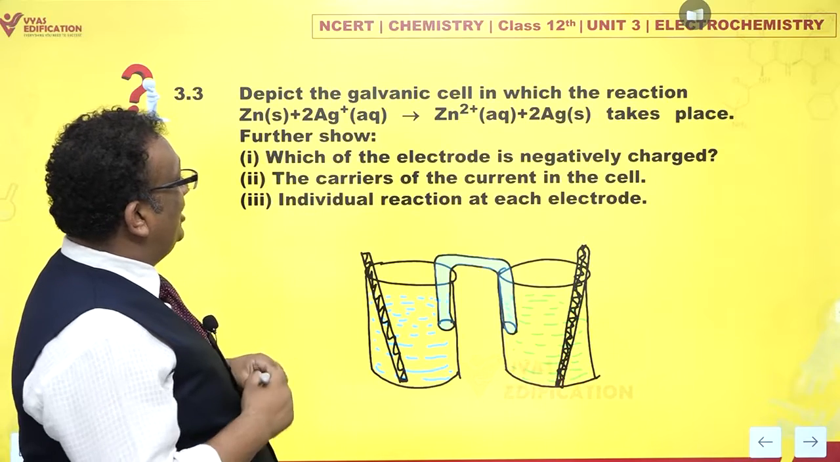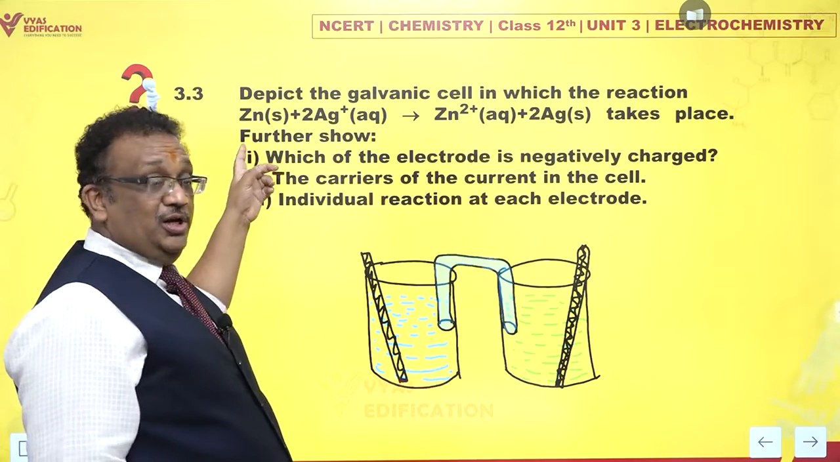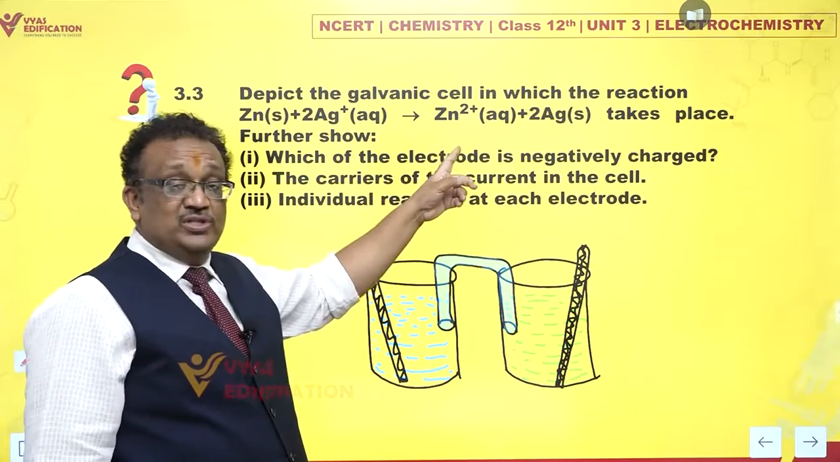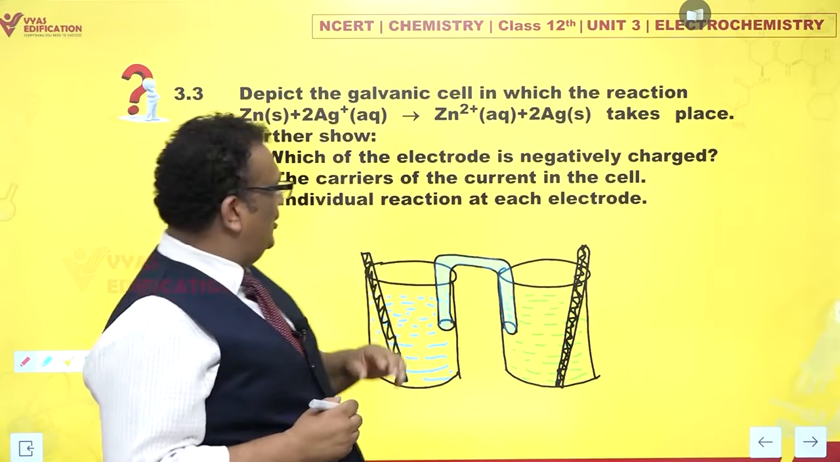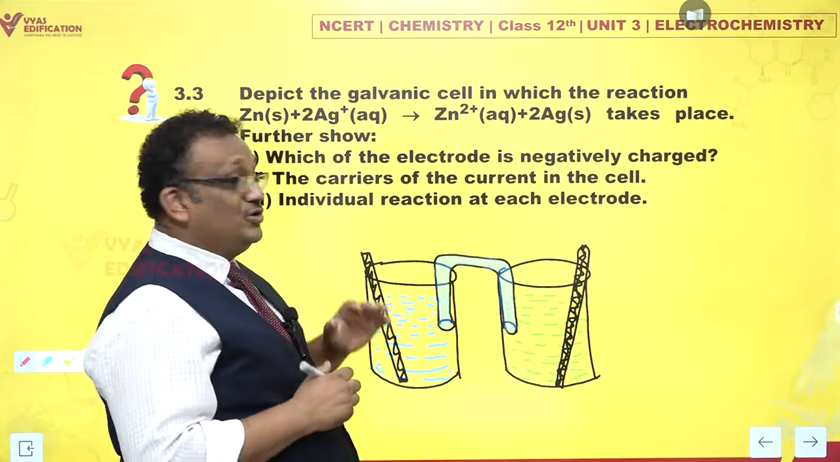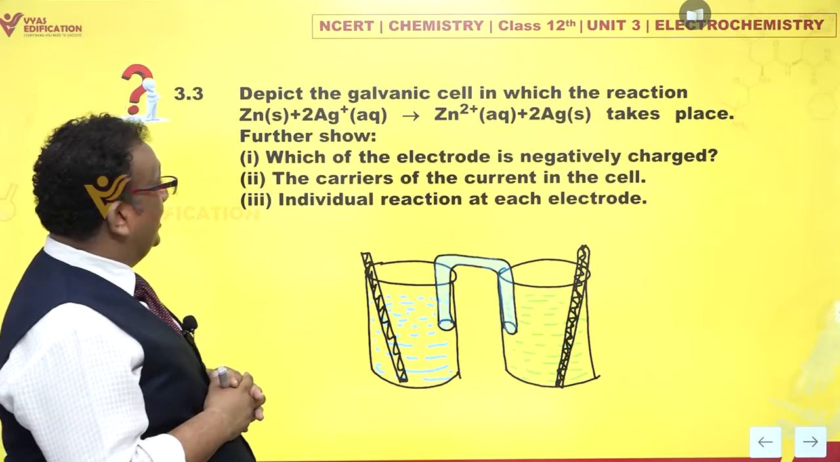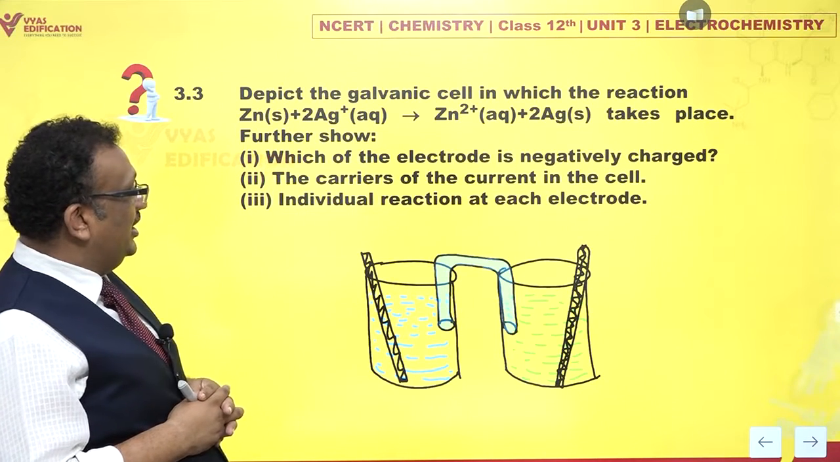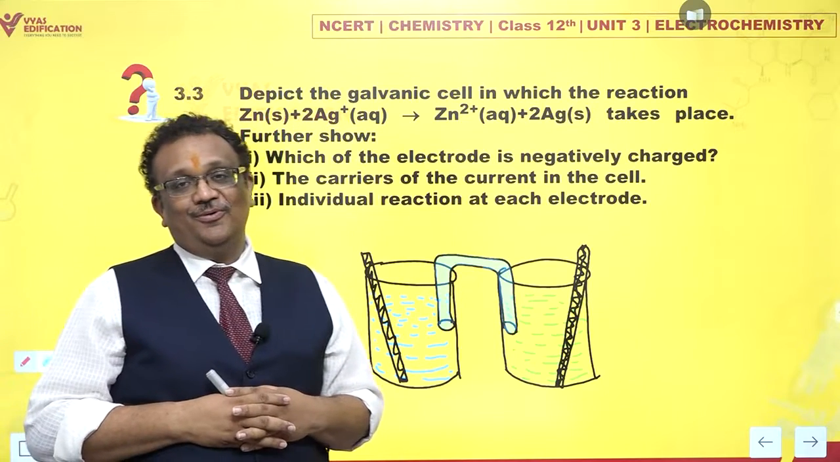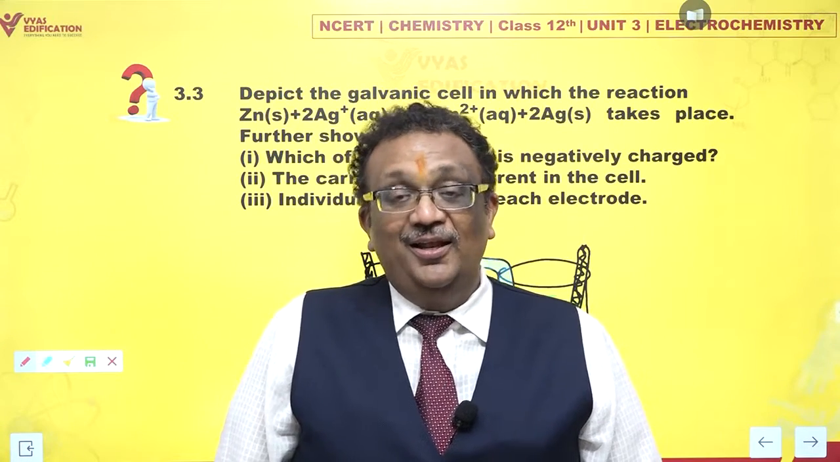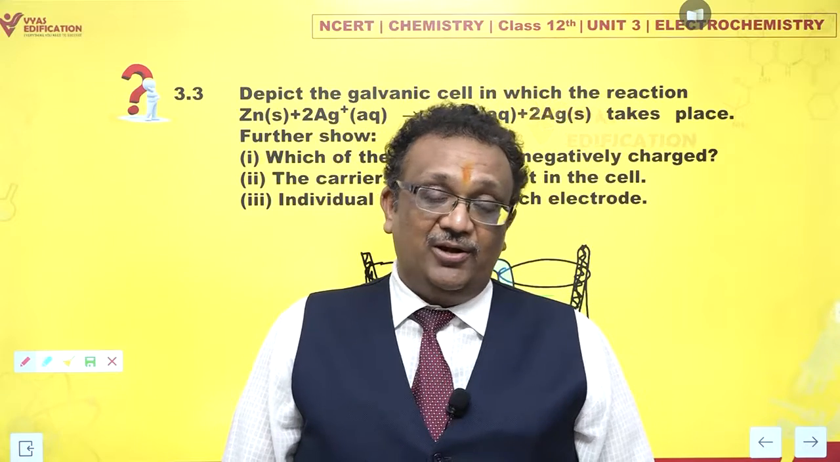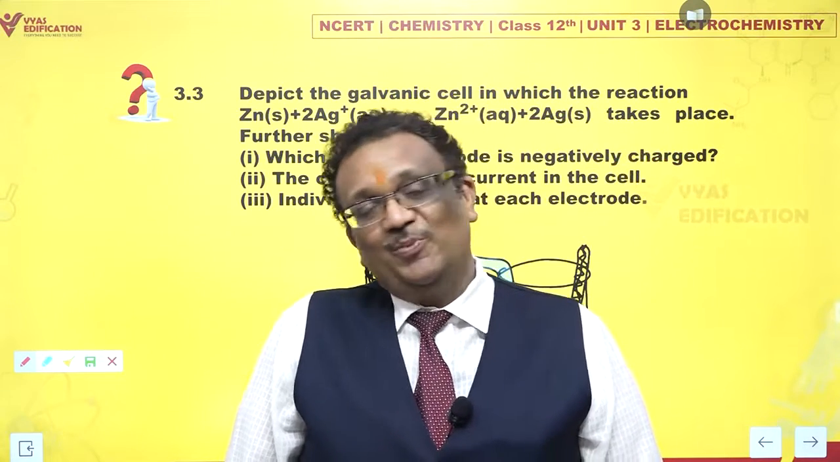Depict the galvanic cell in which the reaction zinc solid plus 2Ag+ giving you zinc ions plus 2 silver takes place. And further show which of the electrodes is negatively charged, the carriers of electric current in the cell, and the individual reaction at each electrode. So we are supposed to construct a simple galvanic cell of what is called a metal-metal ion electrode, and we are supposed to discuss and explain that.